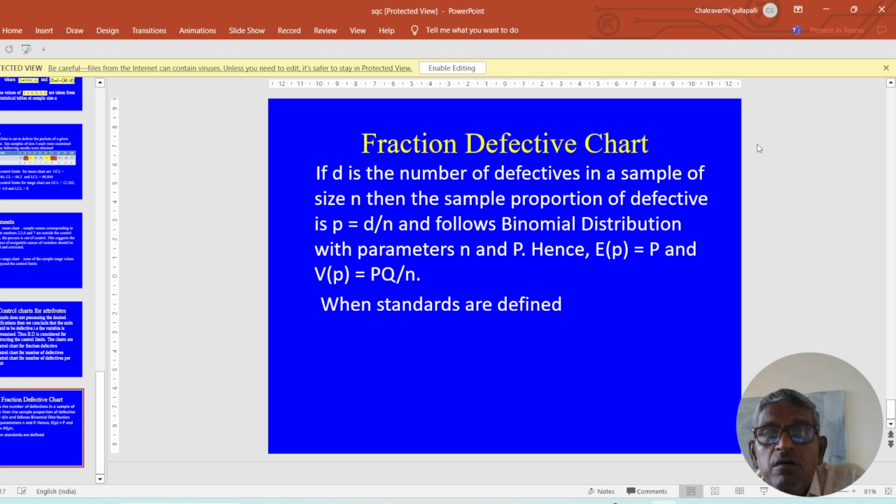Now, the fraction defective chart is called the P chart. The limits for the fraction defective chart: if D is the number of defectives in a sample of size n, then the sample proportion p is D by n, which follows a binomial distribution, and its mean value is capital P and variance is PQ by n. In a further session, I will discuss these attribute charts in detail.